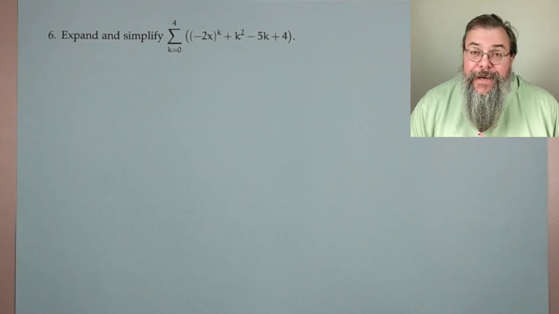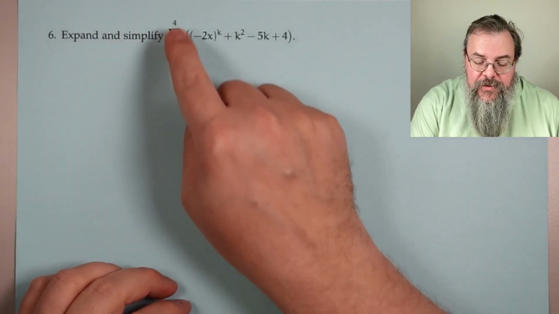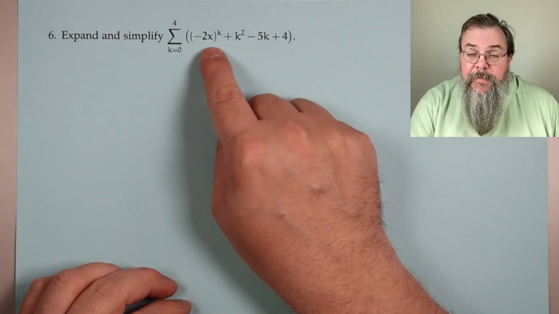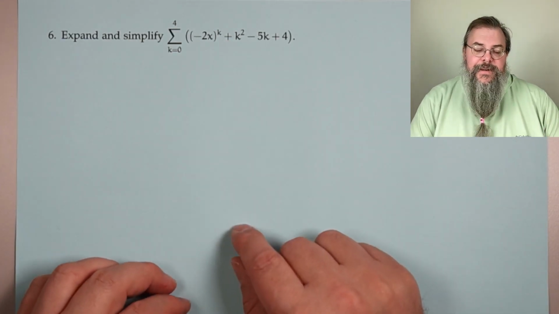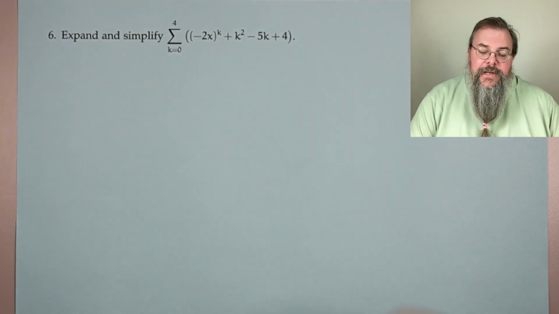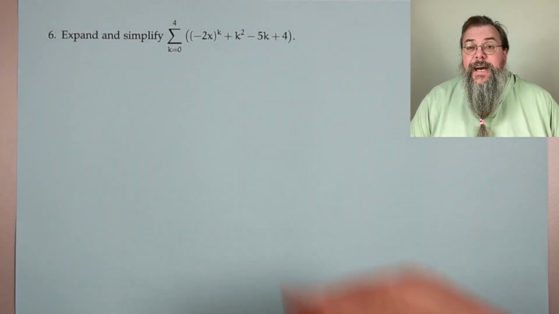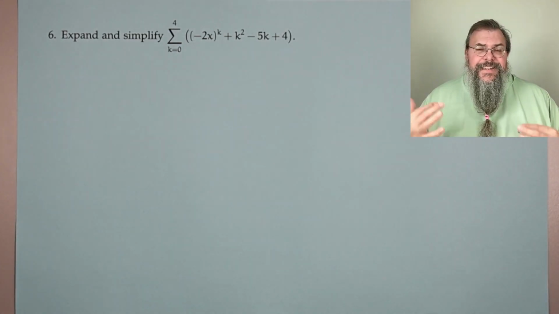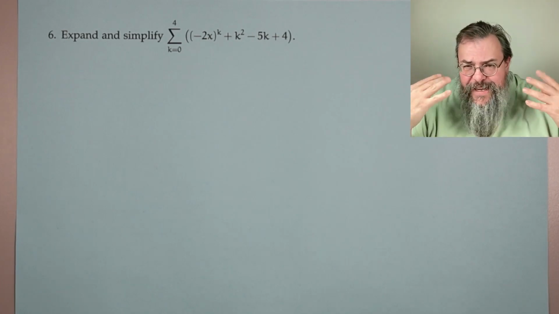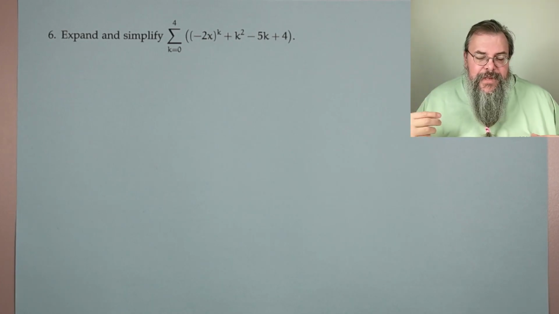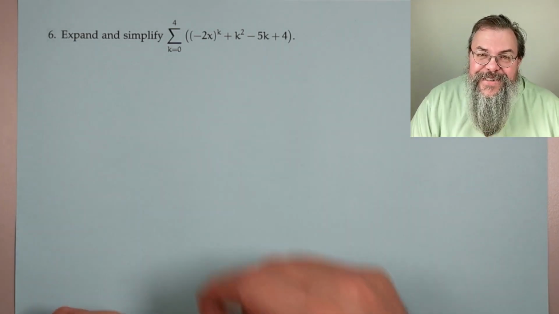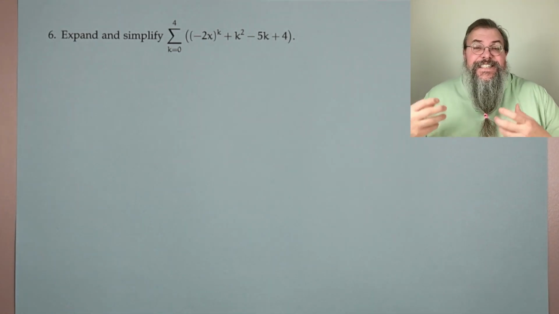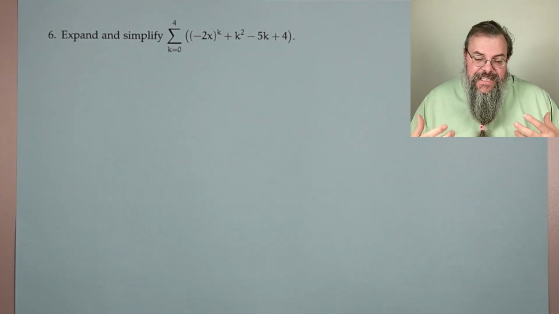Expand and simplify the sum from k equals 0 to 4 of (minus 2x) to the power k plus k squared minus 5k plus 4. Now, for things like k squared and k, we have equations. The k squared, we may or may not have it stored in memory. But what do we have? We also have this (minus 2x) to the k. Well, there's ways to do that, but not really cleanly.